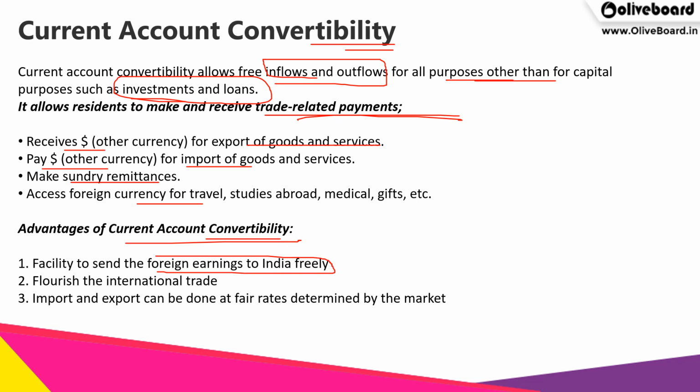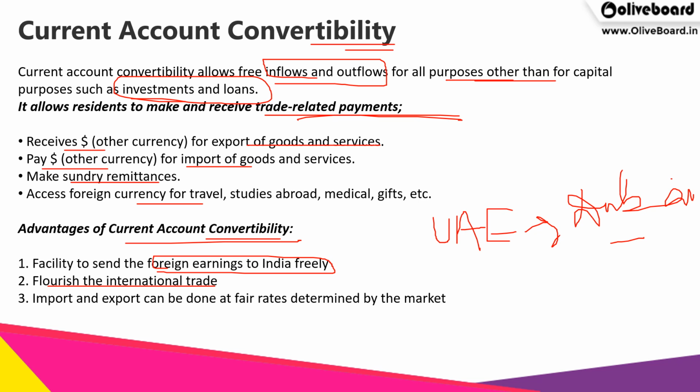The advantages of current account convertibility are that we have a facility to send foreign earnings to India freely. If I have someone who is working in the UAE, particularly in Dubai, that person can send remittances to India since we have current account convertibility. This also leads to the flourishing of international trade, so there is a lot of trade between the two countries. Import and export can be done at fair rates, which are determined by the market. Since it is an unregulated market, only the demand and supply of the currency determines the exchange rate.